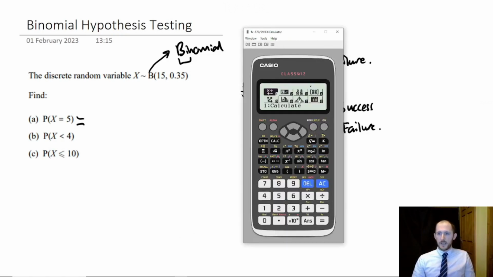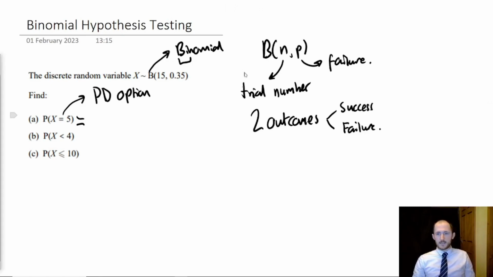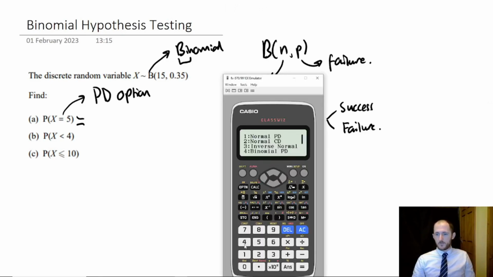You're going to go to menu and press option 7, or you can navigate there, which is distribution. Press equals, and here you have your normal distributions, your inverse normal distributions, which you won't use in statistics for now, and then we have the binomial ones. Now you want to look for binomial PD. PD stands for probability distribution, and this is what you use if you have an equal sign. Okay, so I'm going to write that down. Equal sign means you use the PD option. So in this case we're going to pick option 4, binomial PD.